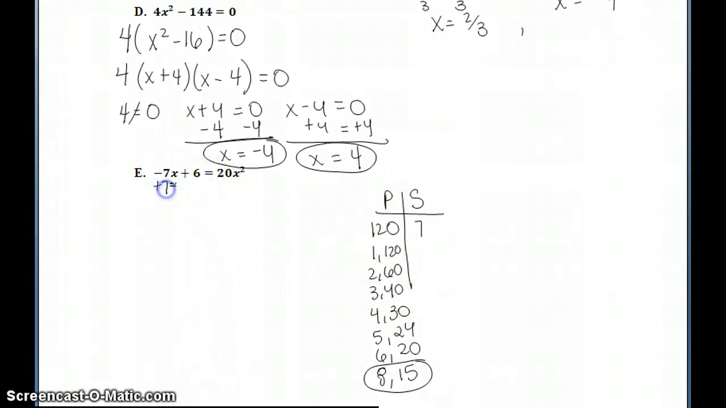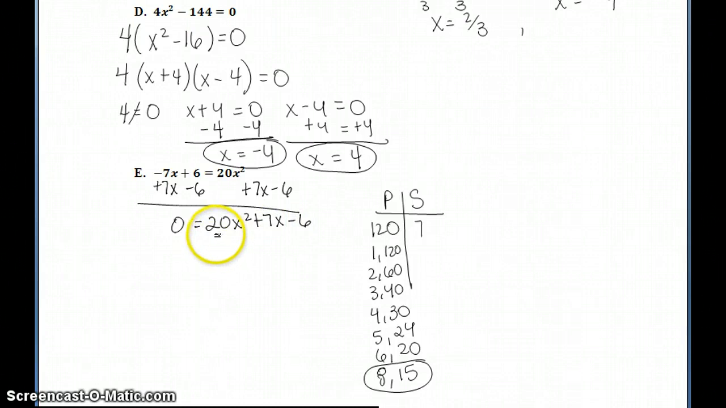First thing I want to do is add my 7x and subtract my 6, so add 7x minus 6, and I'm taking it to that side because my 20 is positive, and that's what I need. So when I go to factor this thing, I need a negative 120 and a 7. So I did all the factors of 120, and I got down to 8 and 15. And if I say 15 minus 8, I'm going to get 7. And so I want to now factor this based on these two numbers.